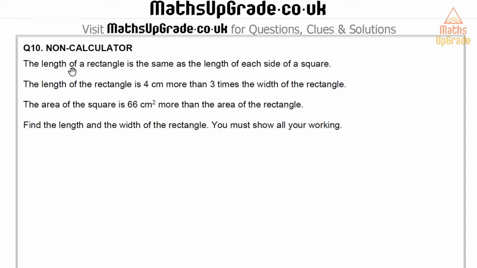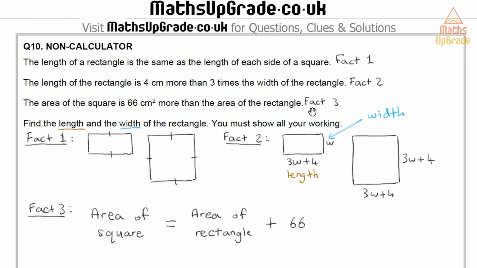So there's 3 facts here essentially. The first fact relates the length of the rectangle to the length of the square. The second fact relates the length of the rectangle to the width of the rectangle. And the third fact relates the area of the rectangle to the area of the square. So here's the 3 facts, and here they're represented using diagrams and equations. So the first one, the length of the rectangle, so the long side of a rectangle, is the same as the side of a square. And all the sides of a square are equal, so I'll put these little marks on here as well, because they're equal, right?